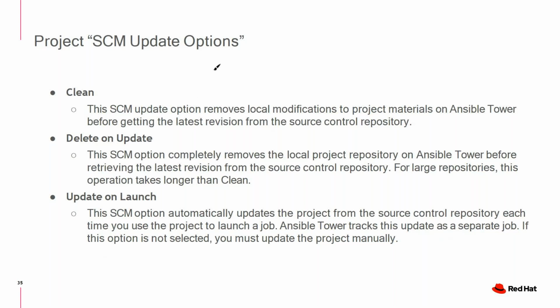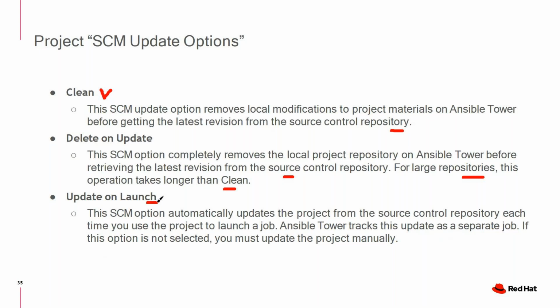Project SCM update options. The first one is clean. This SCM update option removes local modifications to project materials on Ansible Tower before getting the latest revision from the source control repository. Delete on update. This SCM option completely removes the local project repository on Ansible Tower before retrieving the latest version from the source control repository. For large repositories, this operation takes longer than clean, update, or launch.